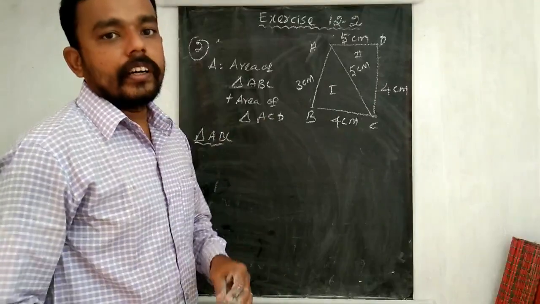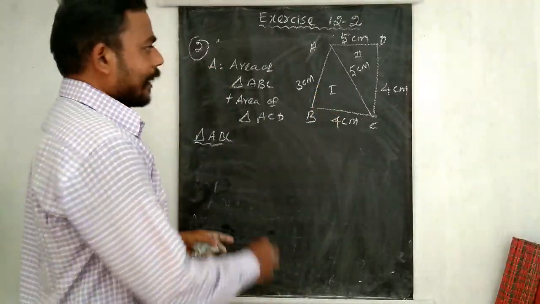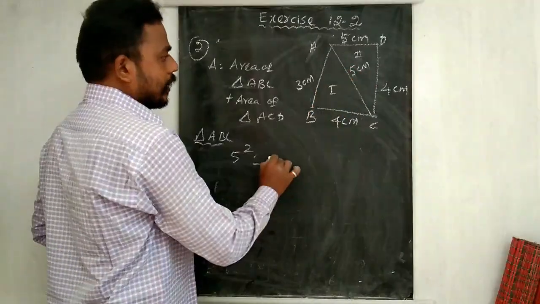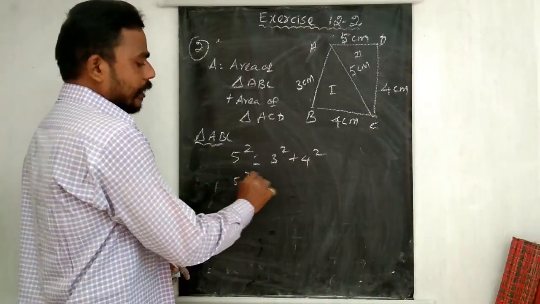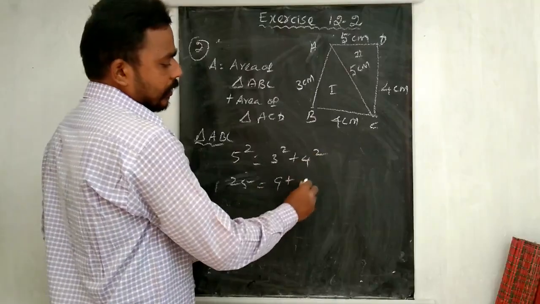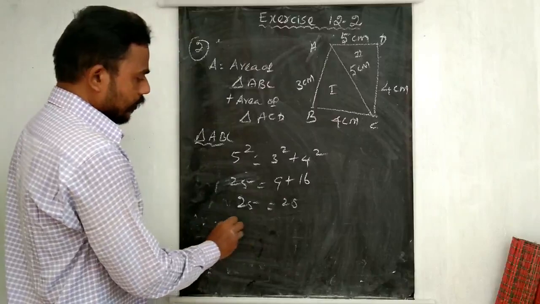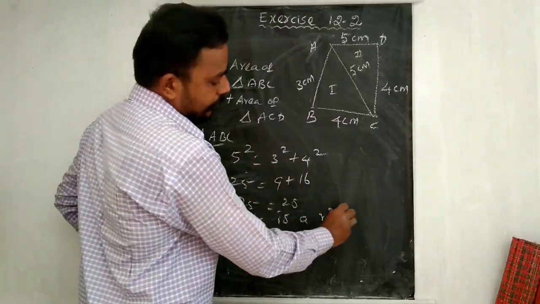It's a perfect Pythagorean triplet. The bigger side is 5, so I can write 5 squared equals 3 squared plus 4 squared, that is 25 equals 9 plus 16, so 25 equals 25. Therefore, triangle ABC is a right angle triangle.